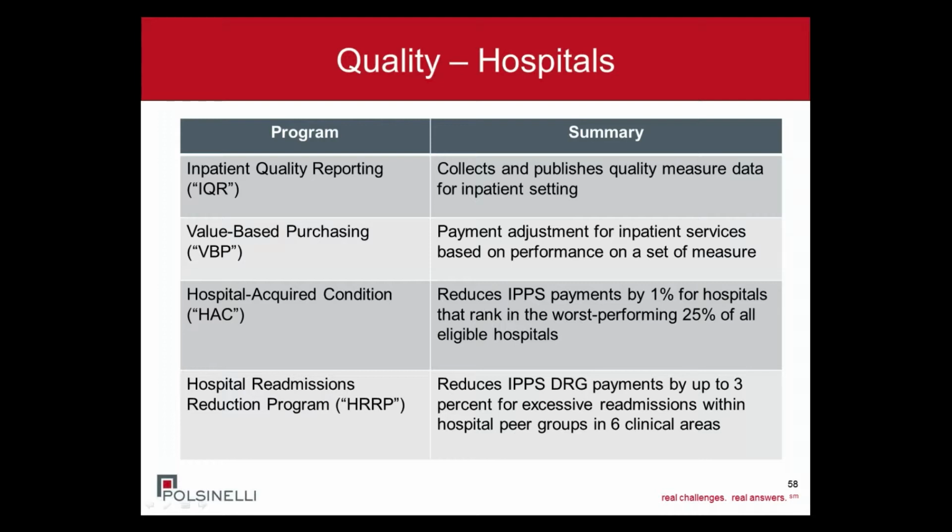And as I mentioned before, the hospital readmissions reduction program requires a reduction of up to 3% to hospitals' base operating DRG. So it just reduces your base payment essentially to account for excessive readmissions. And there are 6 different areas that are measured, and you're compared to a peer group in this measure.